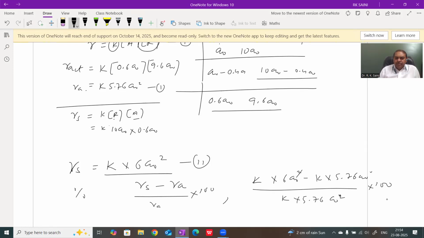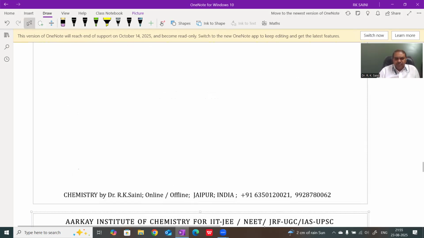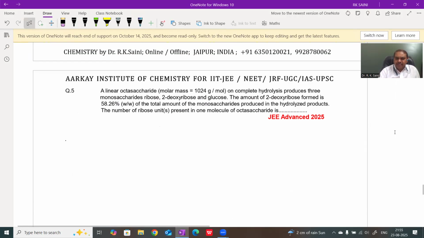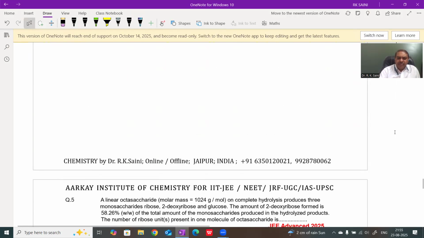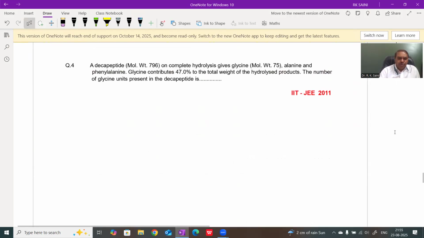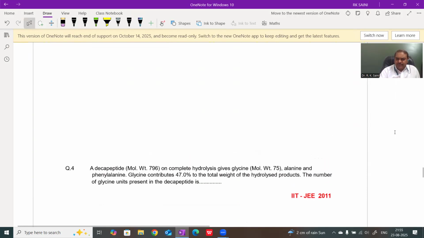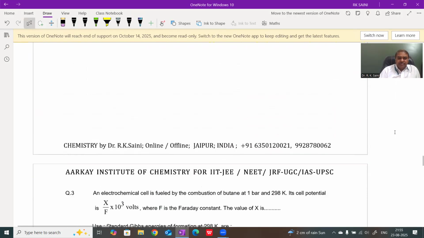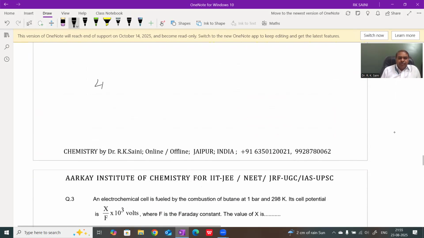Taking K A naught square common, these values are cancelled out. Therefore, on solving, the answer is 4.16. J given 1.1 to 1.2. Therefore, your answer is 4.16.